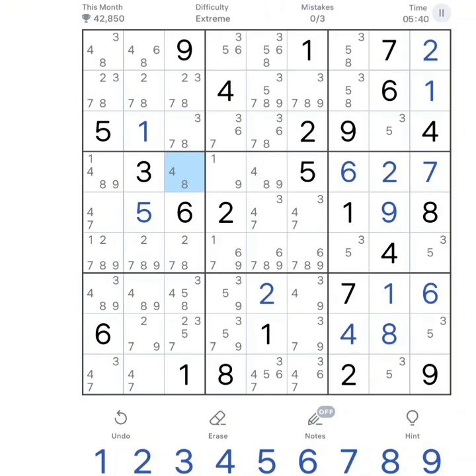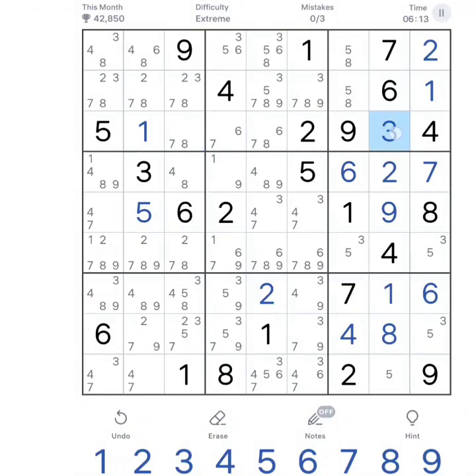4, 8, 9, 4, 8. 8 has to go up there. Do I see any other triples here? We said this one. We already got that one. Well, look, why do we have a 5 here? That's a 5, that's a 3. This is a 6, 7, 8 triple right there.